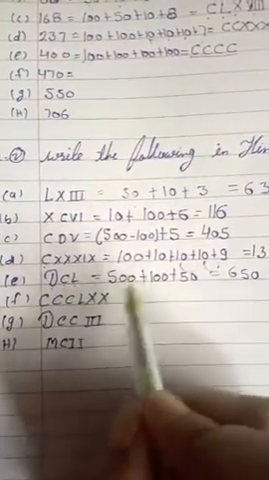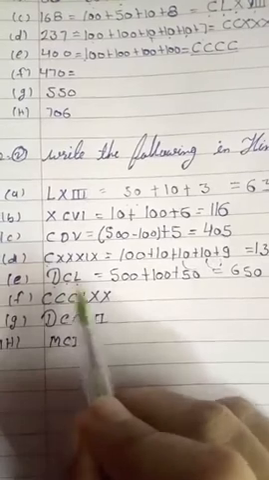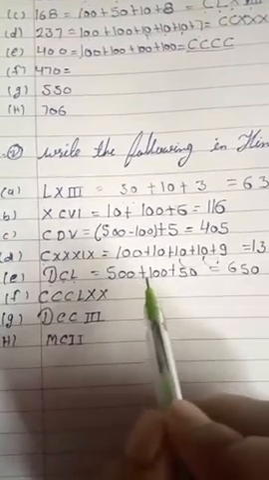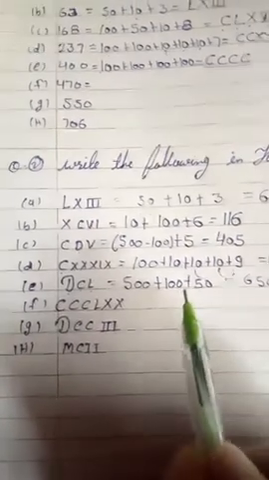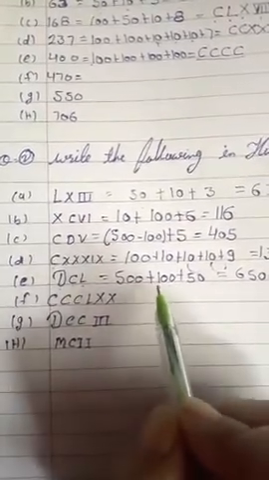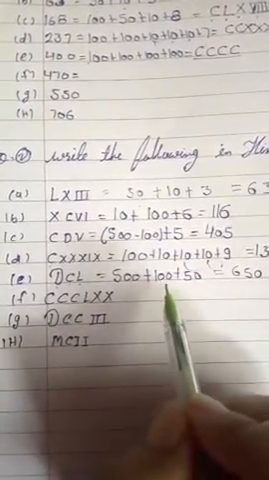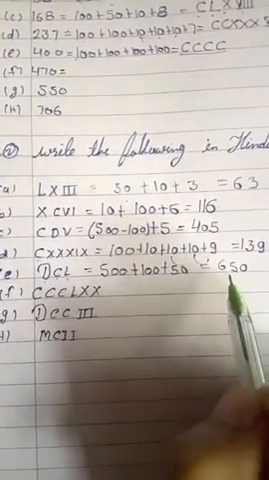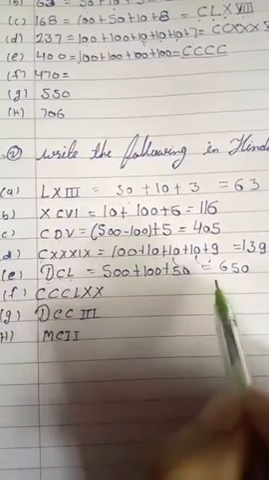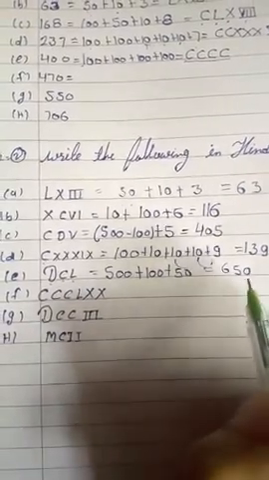Firstly, we convert the Roman digit into the Hindu Arabic digit, then apply the Roman number rule, and then find the answer. So the E answer is 650.